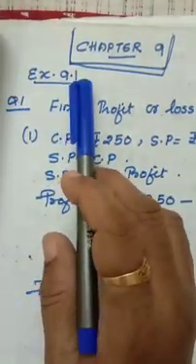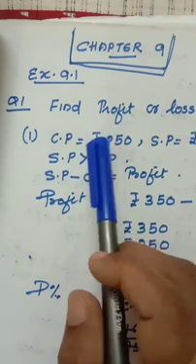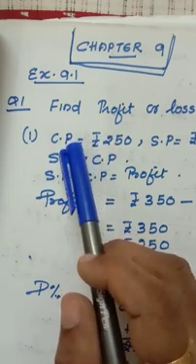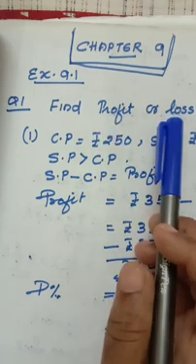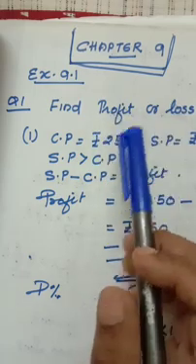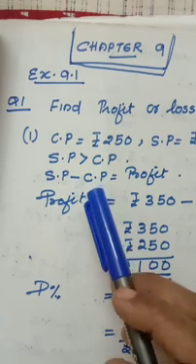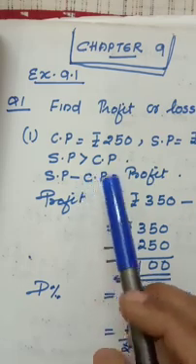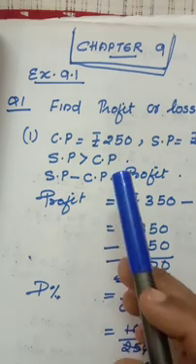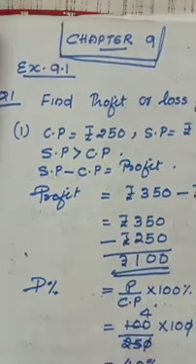Exercise 9.1 only is in the syllabus. In the introduction part I explained what CP is, what SP is, what profit is, what loss is, and how to find profit percentage and loss percentage. For that you have to study the formula first. From the formula you will get the answer automatically. You put the values in the formula and you will get the answer.